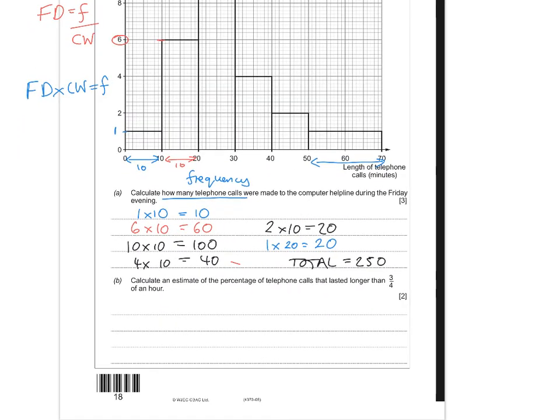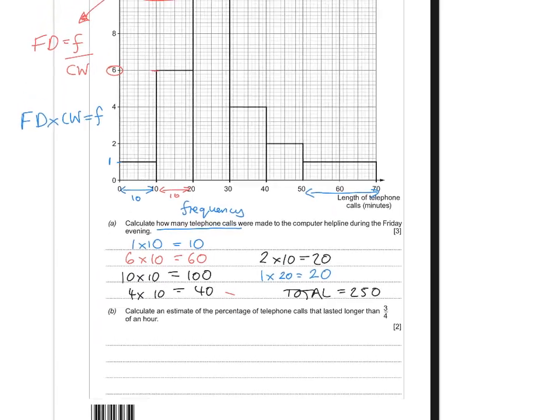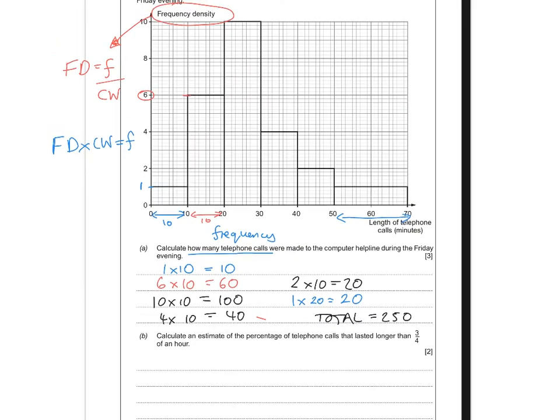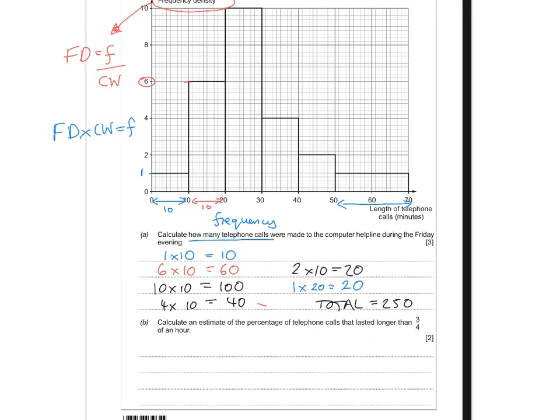Okay, the next question says, estimate the percentage of the phone calls that lasted longer than 3/4 of an hour. Okay, that's quite a tricky question. If you don't get this one, this isn't a problem, but I will still go through it. I'll be expecting to see most of you start. 3/4 of an hour is how long in minutes? The answer to that is 45 minutes.